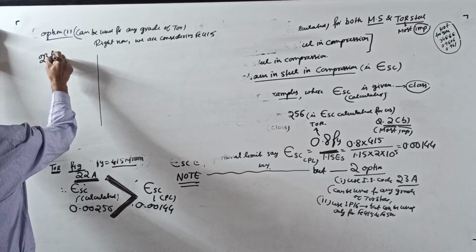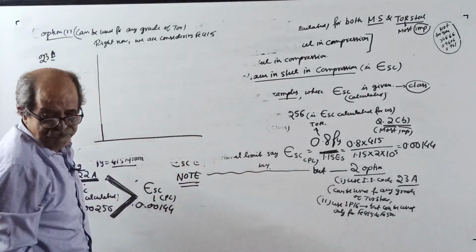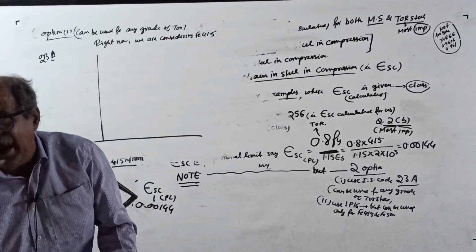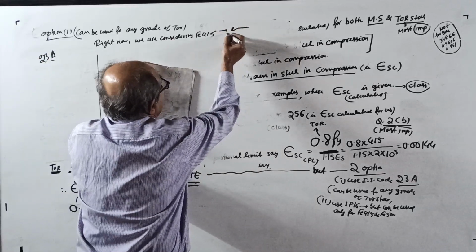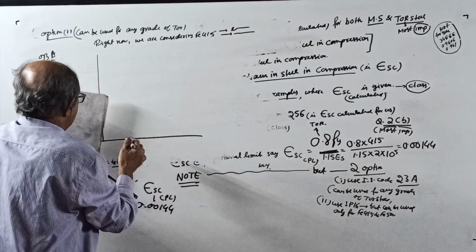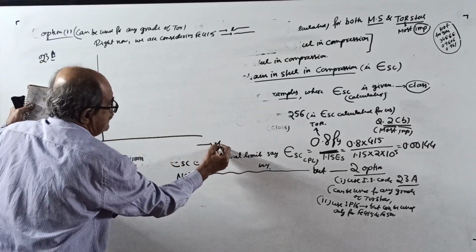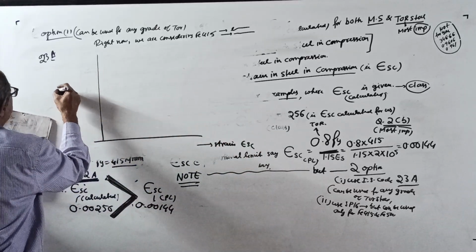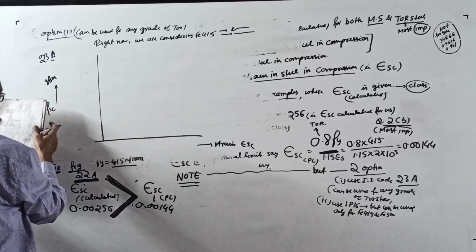Figure 23A. See, correctly what I am doing. One thing now, it is very difficult to get the exact value. You make a note here: very difficult to get the exact value, therefore slight approximation will be there. Helpless. See here, strain, this is the strain, that is epsilon sc. This way is the stress, that is our fsc.